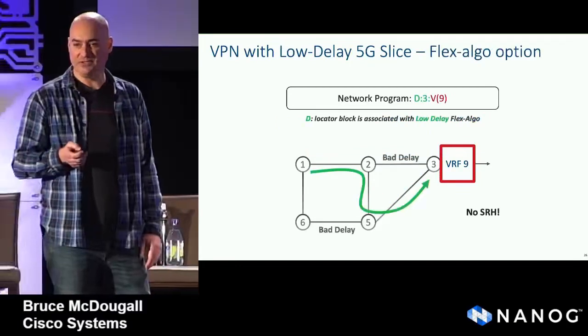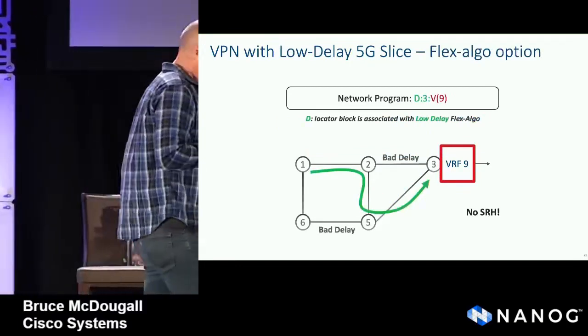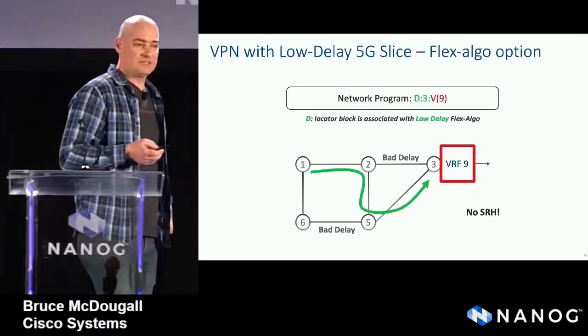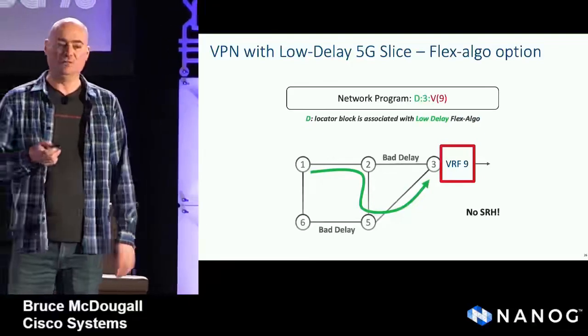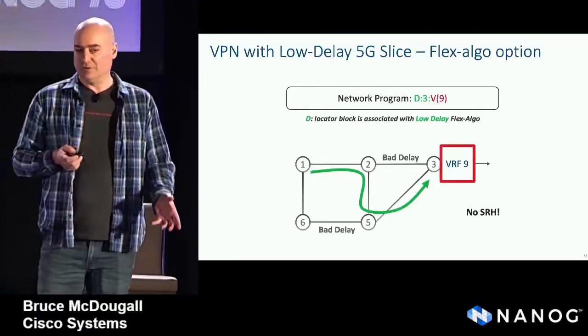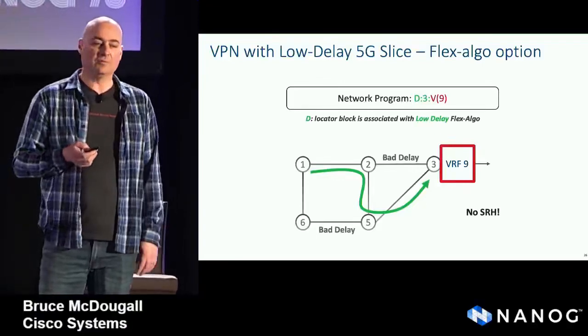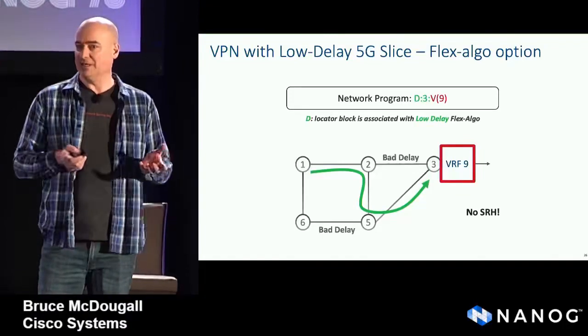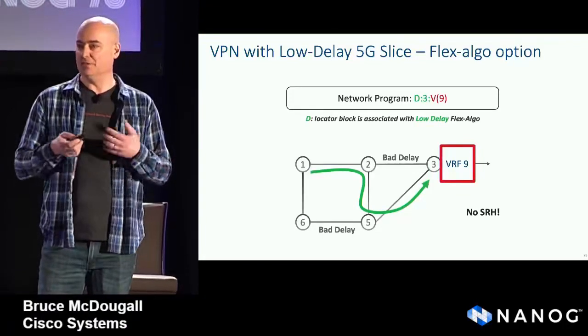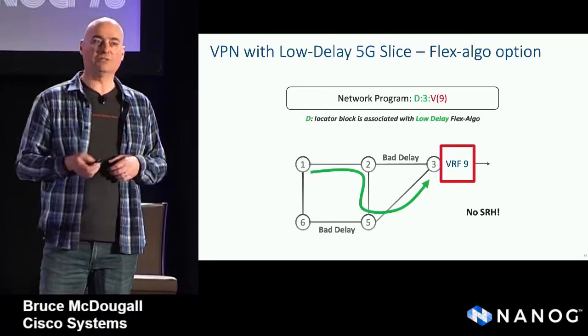Jumping past that because it's redundant with this one. The VPN with low delay slice, or just say VPN with an SLA option added to it. So this one comes with a flex algorithm option where, let's say we've defined an alternate ISIS algorithm that says to measure the best path as the lowest delay path.